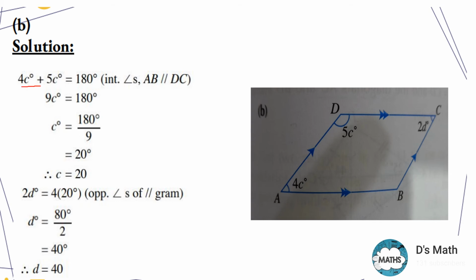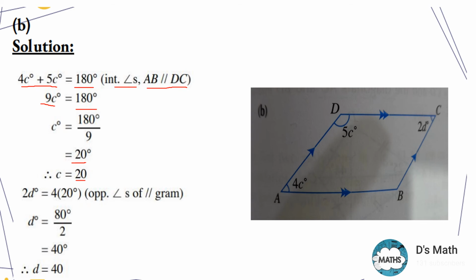We will add 4C with 5C. That sum will be equals to 180. What is the reason? The reason is the interior angles of two parallel lines. What are the two parallel lines? AB and DC. Okay, now as we can add 4C with 5C, we have 9C, that is equals to 180. 9 is multiplying over here, and it will shift to the other side, it will be divided. So 180 divided by 9 is 20, that means C is equals to 20.